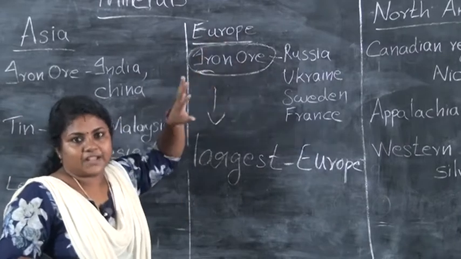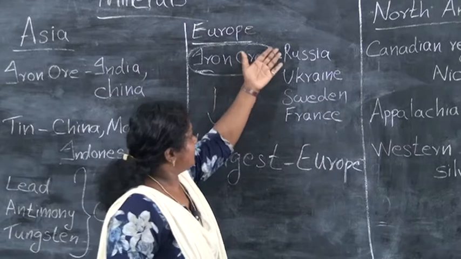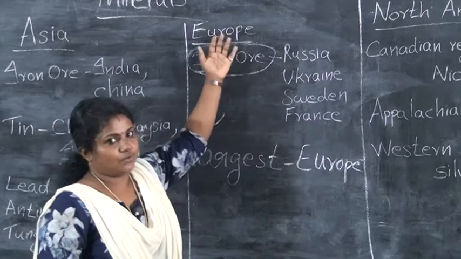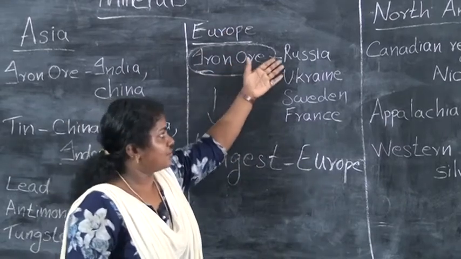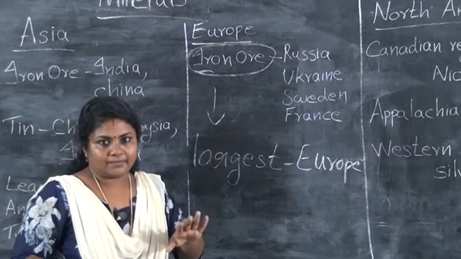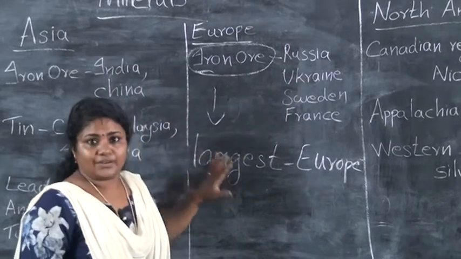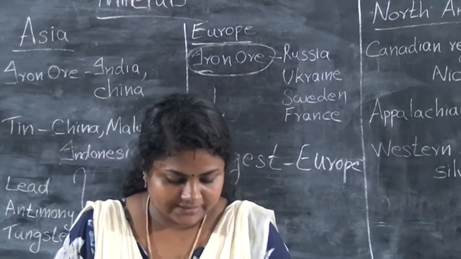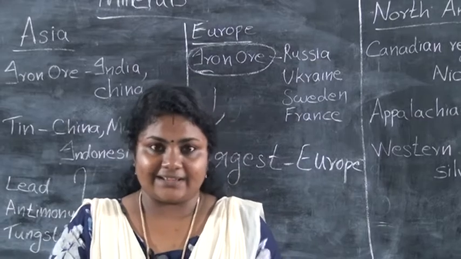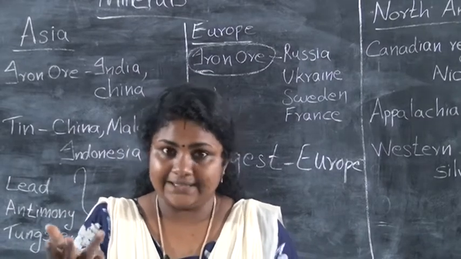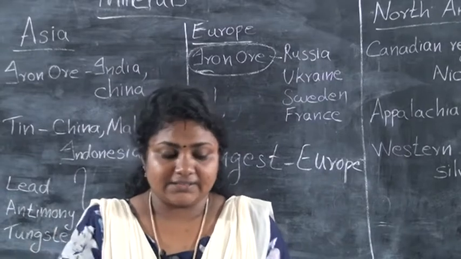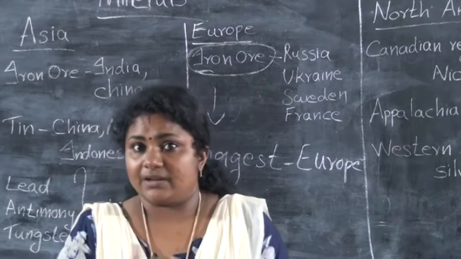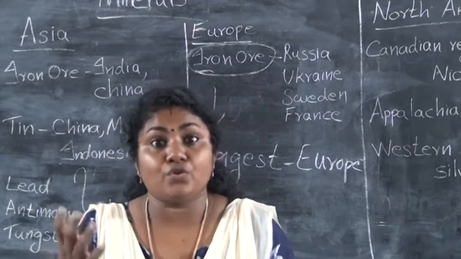That is Europe. And in Europe we can see iron ore deposits in Russia, Ukraine, Sweden, France. Understood? You just write this whole thing in your notebook also, so it is very easy to study. Not only that, in Europe we can see copper, lead, zinc, manganese, nickel. Where these minerals are deposited are Eastern Europe and European Russia.